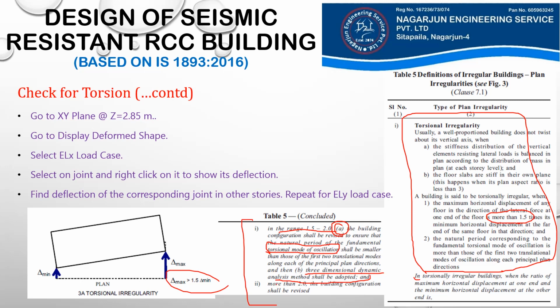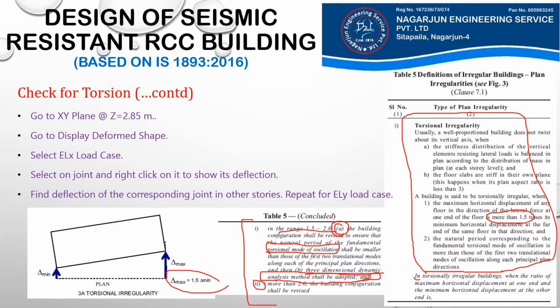What analysis are we doing now? We are doing three-dimensional static analysis. So for this kind of torsionally irregular structure, we also have to perform dynamic analysis, and dynamic analysis shall be the subject of our next training course. We won't be looking at the dynamic analysis in this training course.